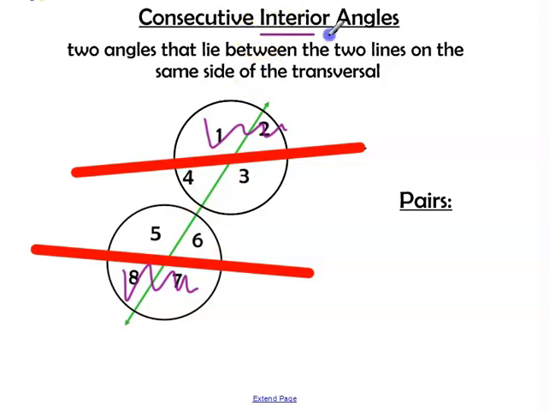Now, we've taken care of that part. The consecutive part. Consecutive means in a row. And so remember, we still have to take one angle from each circle, we've already done the ones on the opposite side of the transversal. Now we want to go with the ones on the same side of the transversal. So we have angle 4 and angle 5, and then the other pair is going to be angle 3 and angle 6. So we're still talking about interior, but this time we're using the word consecutive to tell us they're on the same side or in a row.